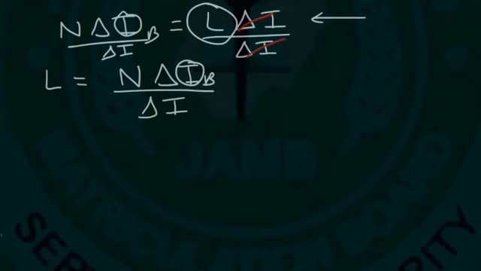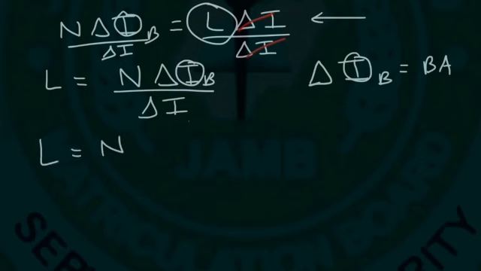So now what should we do next? Well, we know that the change in flux is equal to the magnetic field times the area times cosine theta. But let's assume that the angle is 0, so cosine 0 is 1. So the change in flux is going to be equal to the change in B times A.